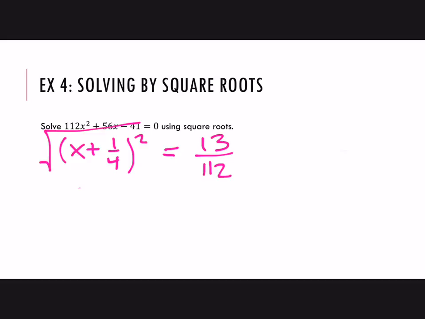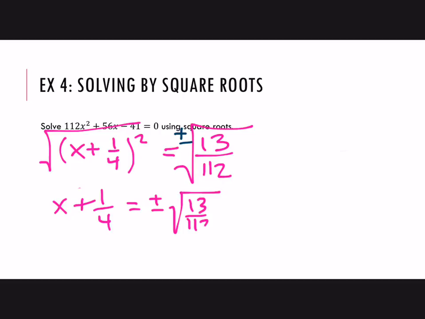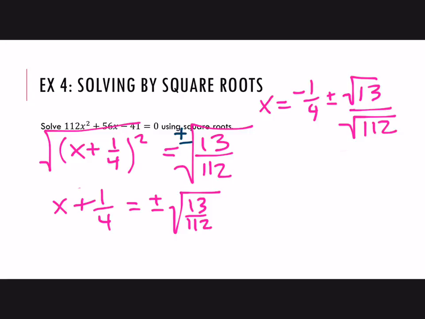Okay, then square root both sides, put in the plus or minus sign, and we get x plus 1/4 equals plus or minus square root of 13 over 1/12. Then subtract 1/4, and we get x equals negative 1/4 plus or minus square root of 13, and I'm going to write this as 2 square roots now, over square root of 1/12. Okay, so the only thing left to do is just to simplify the square root, and square root of 13, that's a prime number, so that is simplified.